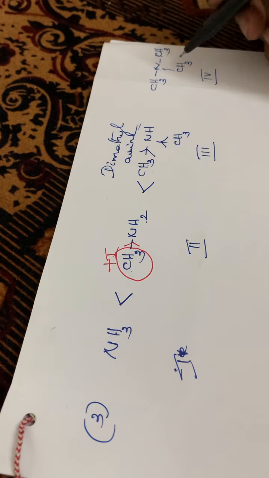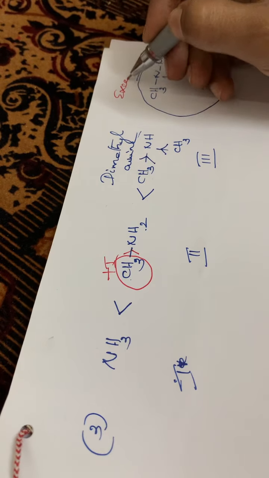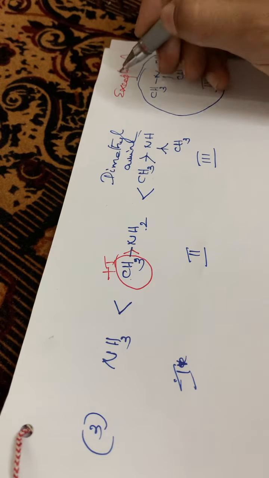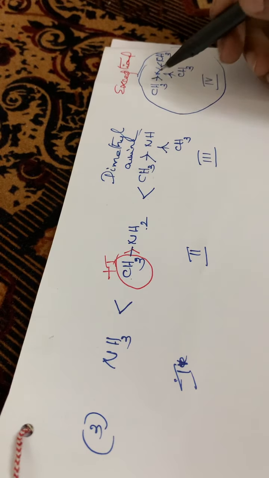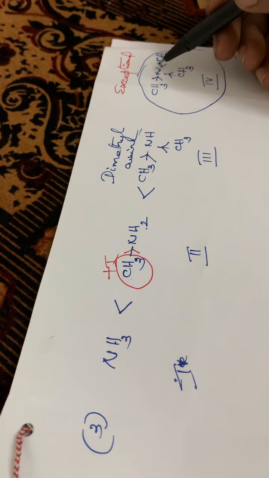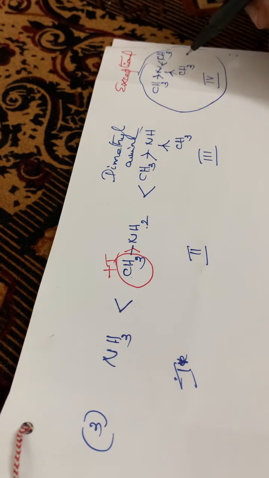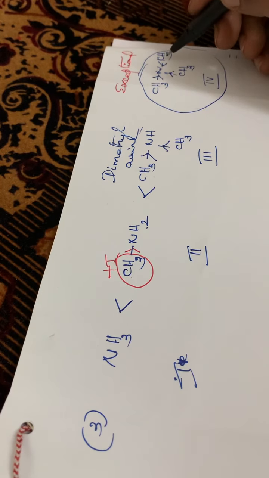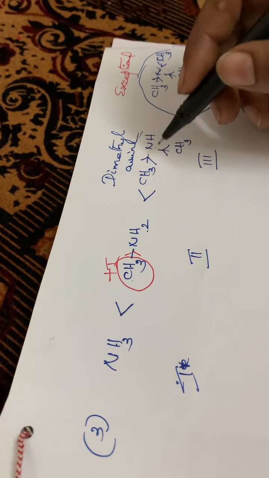Then the last one, the fourth case, is an exceptional case. You have to study it carefully. This fourth one is trimethylamine. Three methyl groups are there, and they will be pulling electrons towards the nitrogen atom, so the electron density will further increase. That is the explanation as per the theory: the electron density around the nitrogen atom will be greater than in dimethylamine.